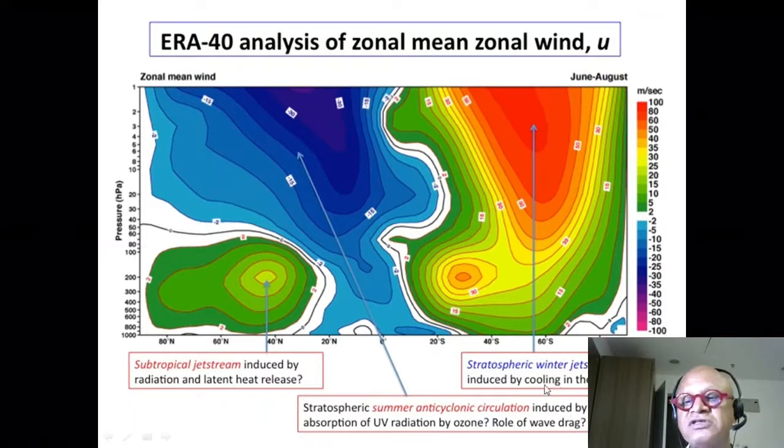This is probably induced by cooling in the polar night. Polar night is what? Basically, if you go beyond the Arctic Circle in the northern hemisphere, or beyond the polar circle in the southern hemisphere as shown here, you're going to have very strong gradients driving polar jet streams. So you can see the seasonality here again. This is June to August. The southern hemisphere is stronger than the summer hemisphere.